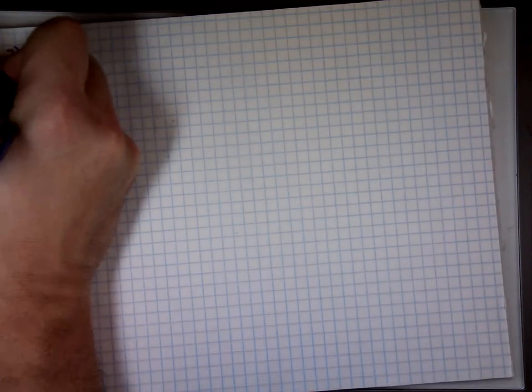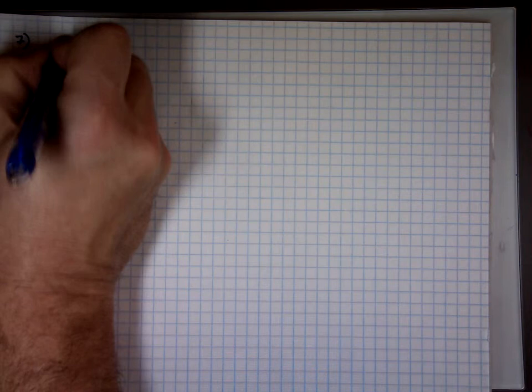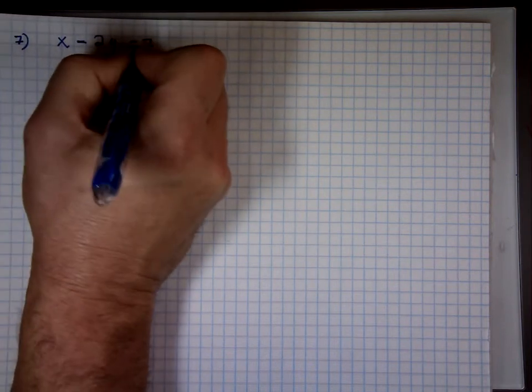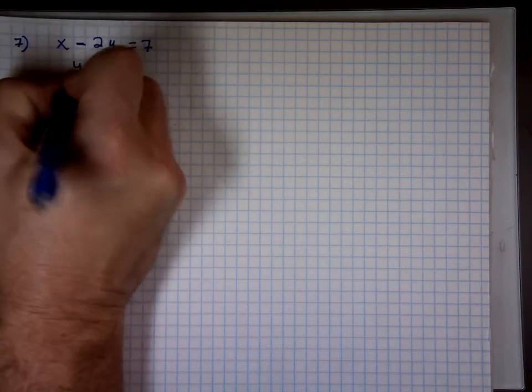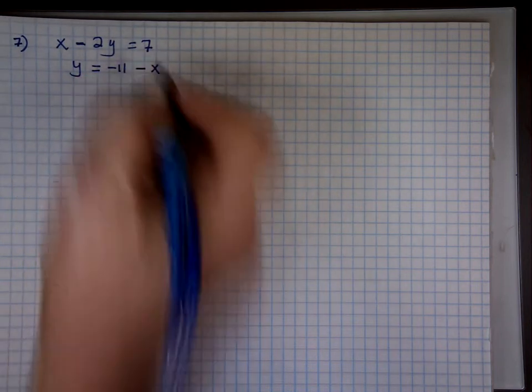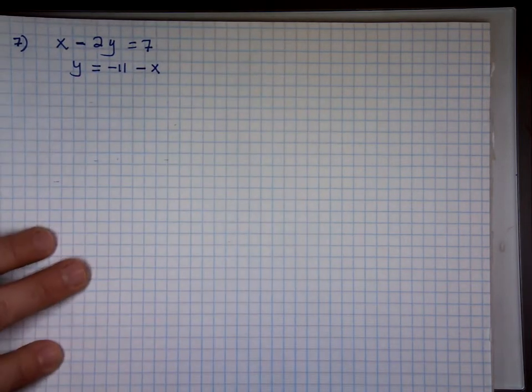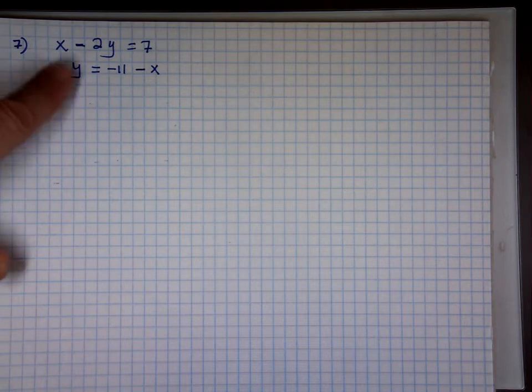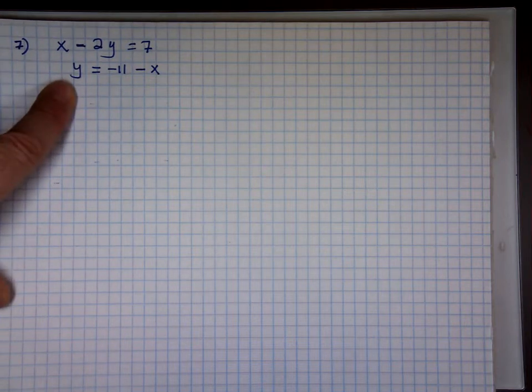Let me try this example. x minus 2y equals 7. The other one, y equals negative 11 minus x. And if you're trying to decide which is probably the best method to solve it, what do you think the answer is? Substitution. Y. They already did half the problem. They already solved it for y for you. So the first step is already done for you.